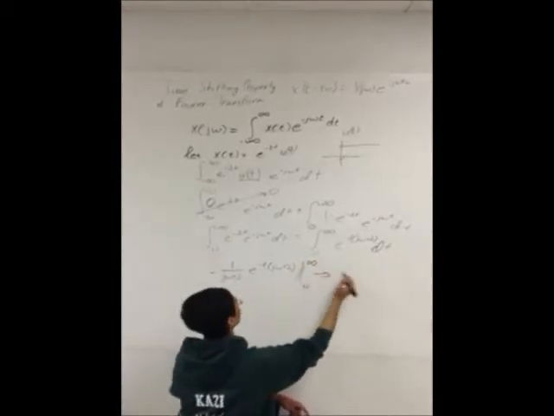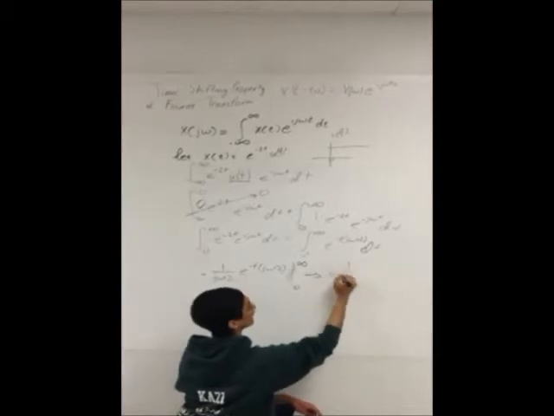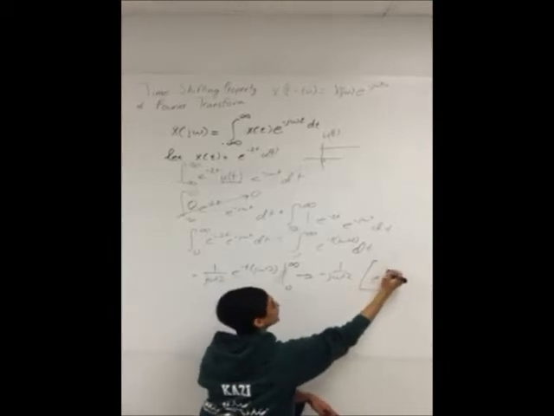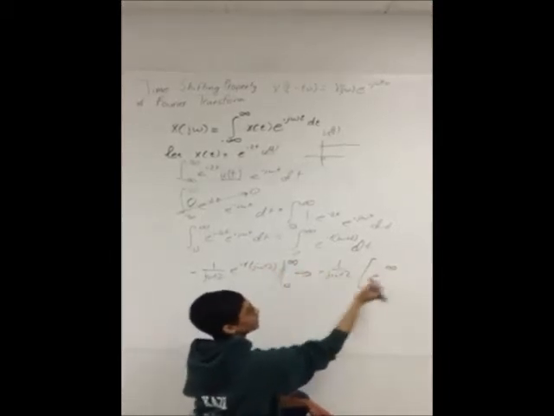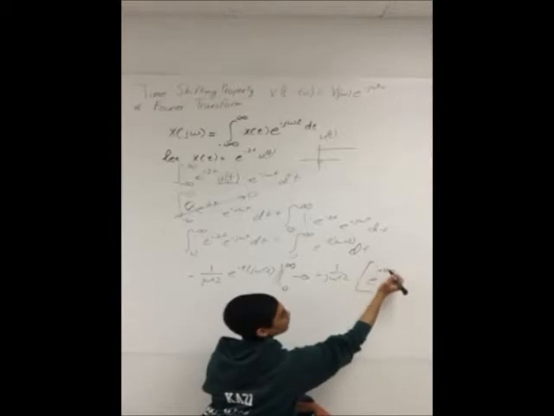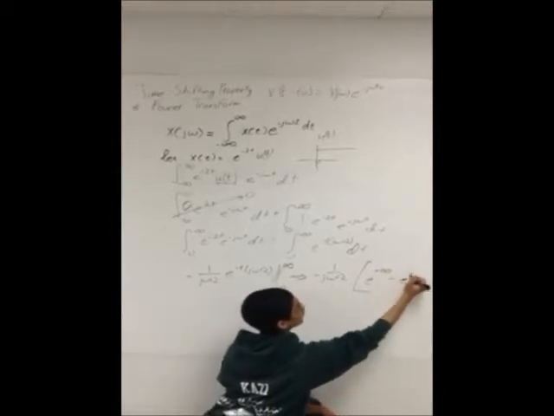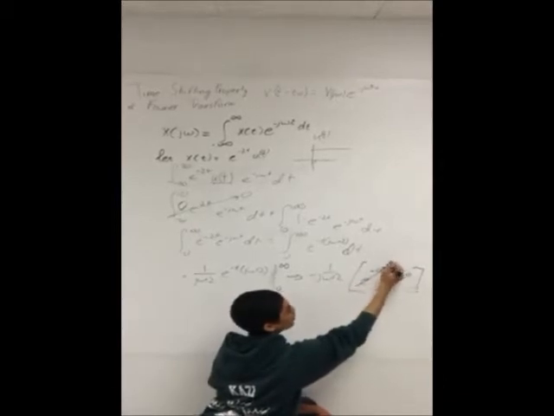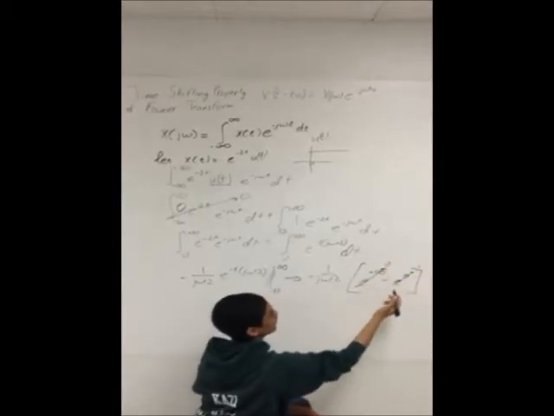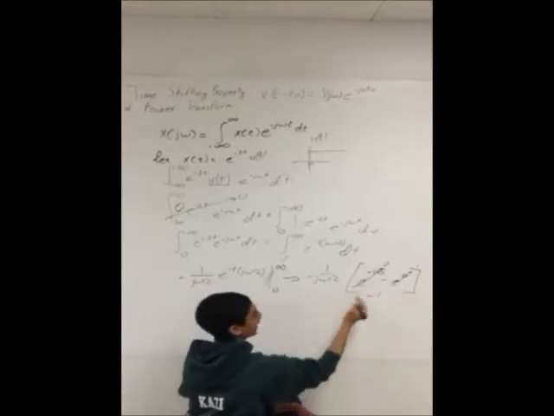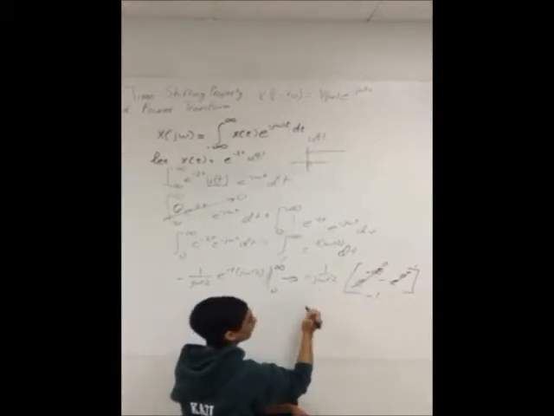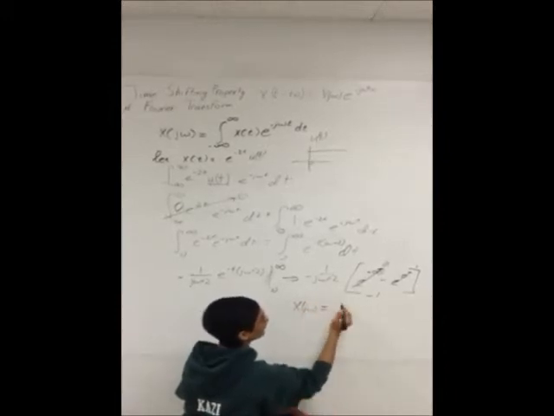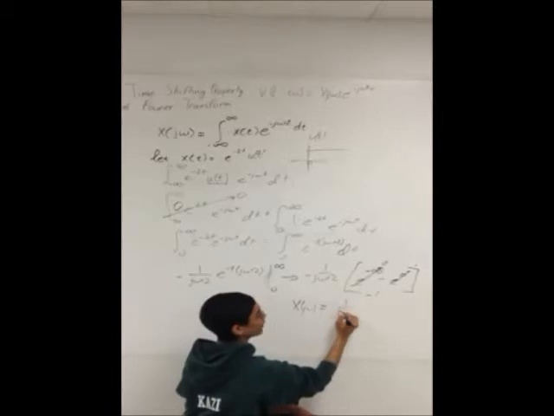And so that becomes 1 over negative (j omega plus 2) times e to the infinity, since anything multiplied by infinity becomes infinity, negative infinity over here, minus e to the 0. So we see that this drops out to 0, and this becomes a 1. So in the end, you just have a negative 1 over here. And when you multiply by the negative over here, your final X of j omega, your Fourier transform of this function, becomes 1 over j omega plus 2.